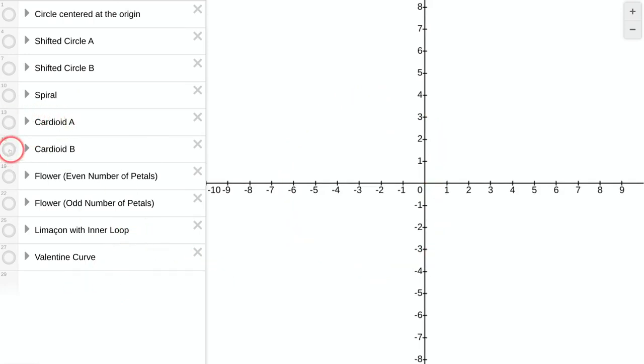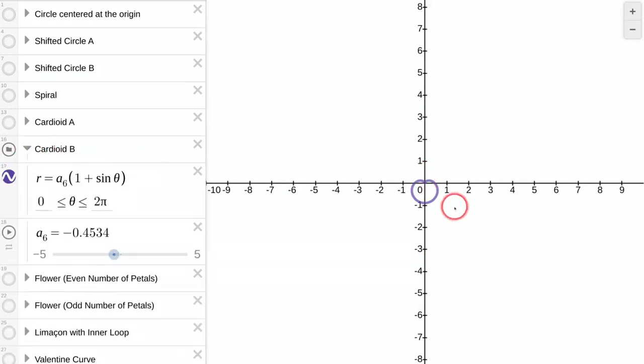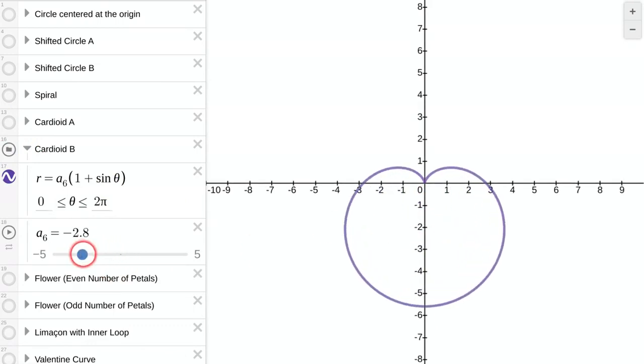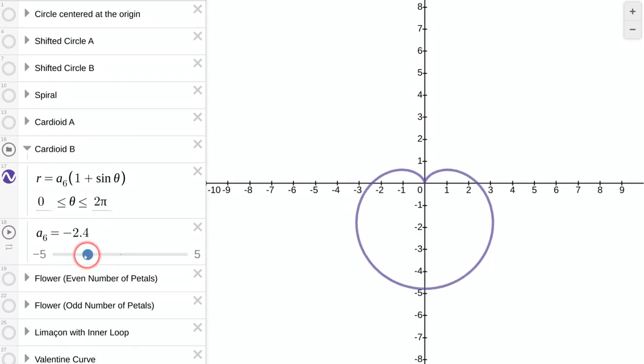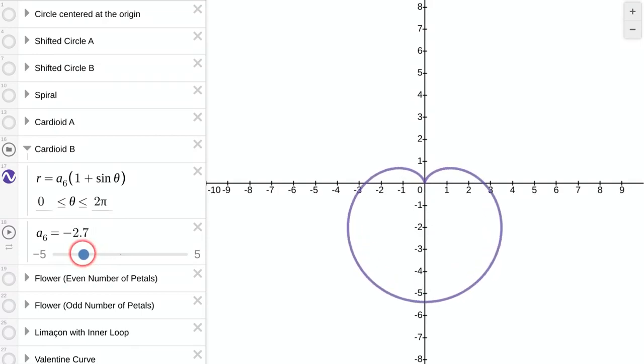Okay, so now let's look at the other one. The other one is actually, let's look at this. This one has a sine, and so once you pick a negative number right here, you actually will get the heart shape. So see that it looks like a heart, right? So that's why we call it a cardioid, and it's actually a good curve for Valentine's Day, right?